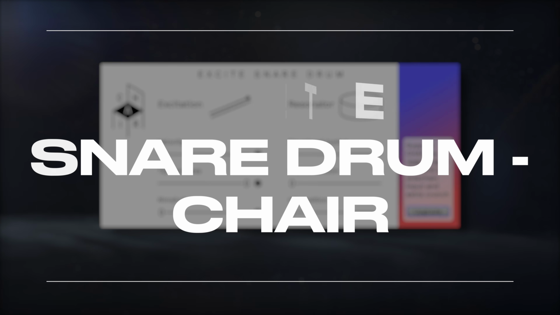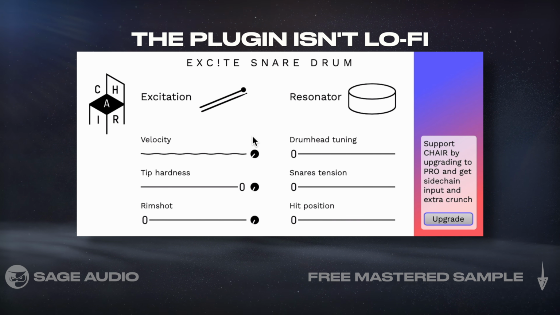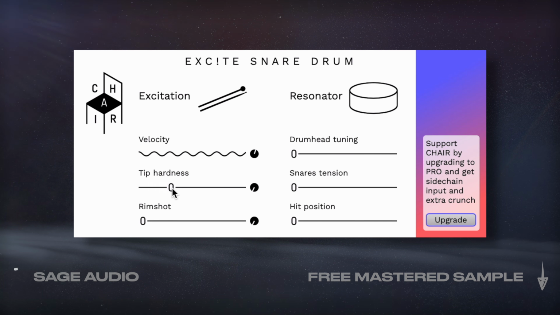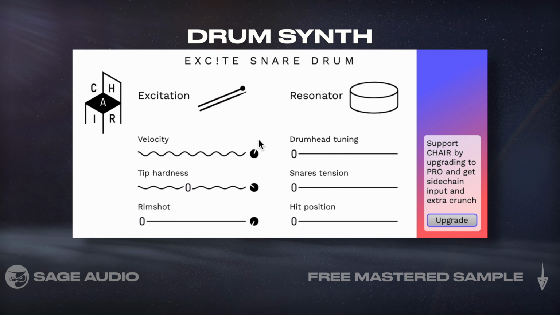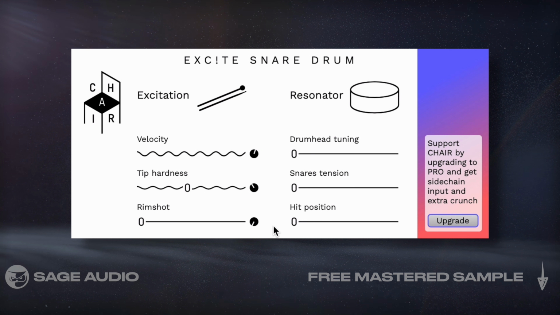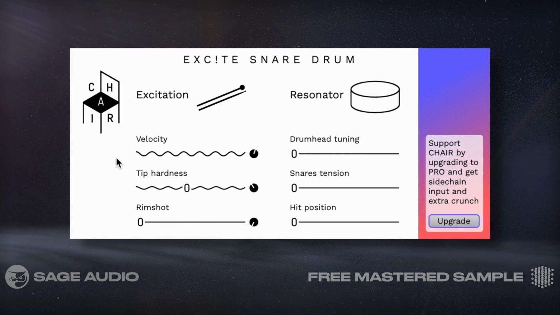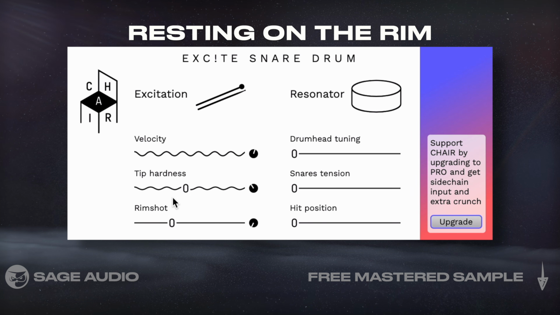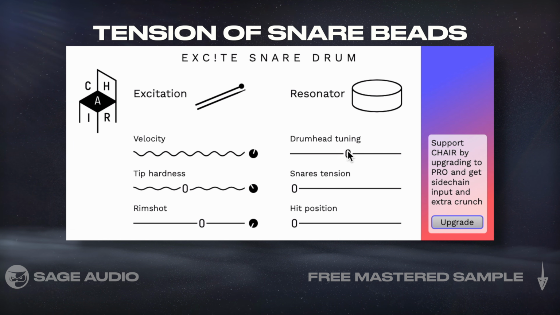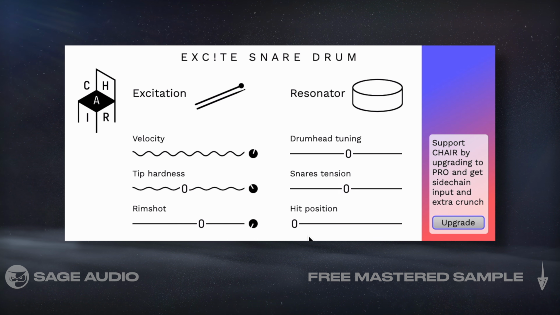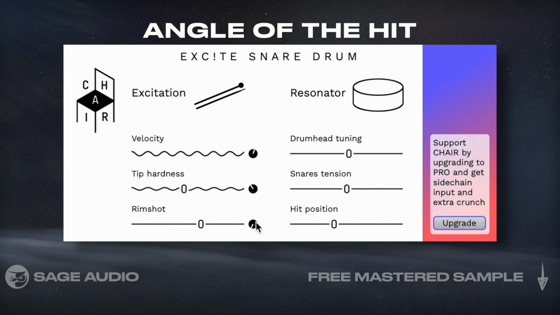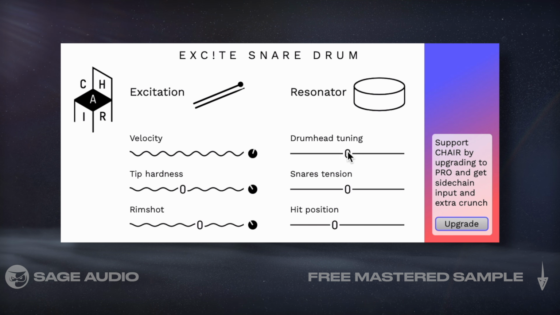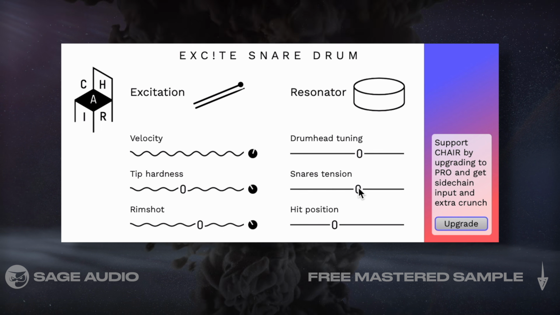Excite Snare Drum by Chair. I debated adding this one since the plugin itself isn't lo-fi, but I could definitely see how it could be really helpful on a lo-fi session. In short, it's a drum synth that models the various physical characteristics of a snare drum being struck. We can control how hard the snare is hit, the surface of the drumstick, if the stick is resting on the rim, the drumhead tuning, tension of the snare beads on the bottom of the skin, and the angle of the hit. I see this working really well when blended in with another snare to add complexity or a unique sound. Let's take a listen as we cycle through the various settings.